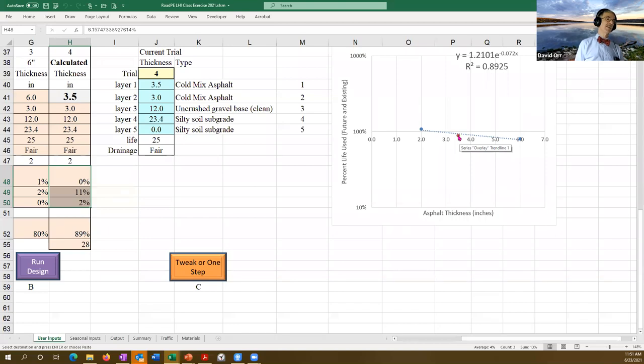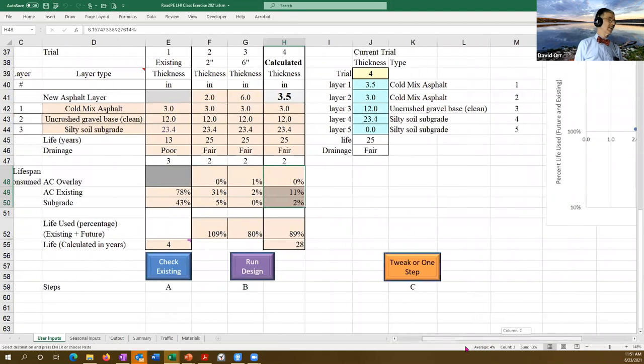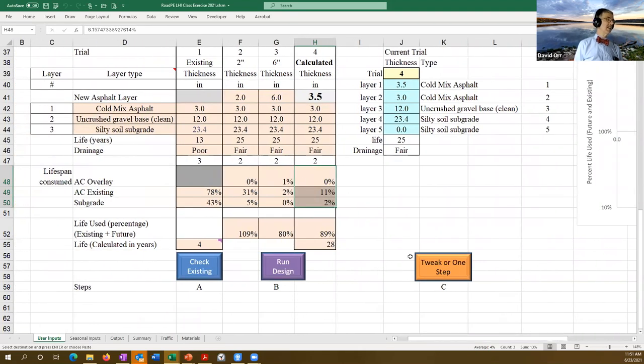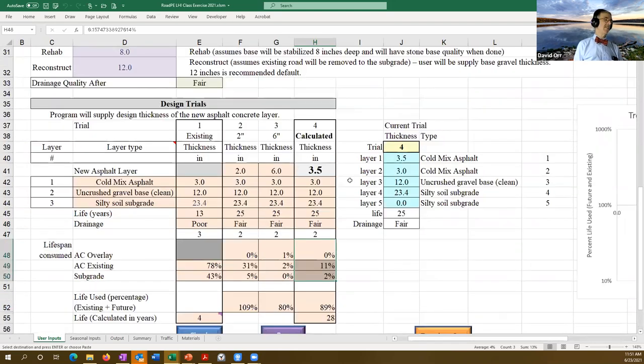And so in this particular case, the actual calculations would get you a little bit less than 3.5. So it calculates, it rounds it up to 3.5 inches. Okay. And so the total life left, the existing life plus the future life, it calculates 89% life lost. And it does it for each layer.